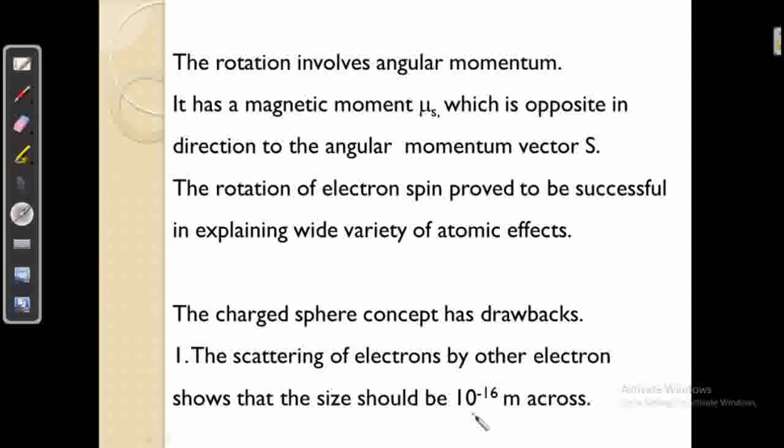So if an object has a size of 10 raised to minus 16 meter, it obviously should be a particle. A sphere shouldn't have such a very small size. It should have some larger size than this 10 raised to minus 16. So if the size of the electron is around 10 raised to minus 16 meter, it means this object is not a sphere, it is merely a particle. That is, the electron is only a particle.